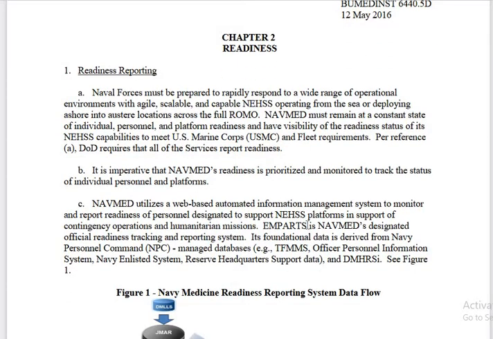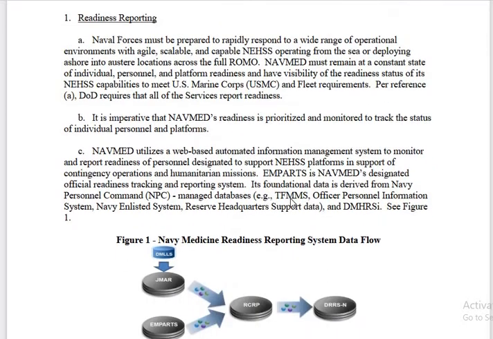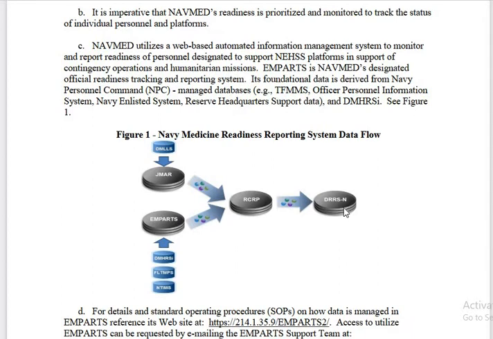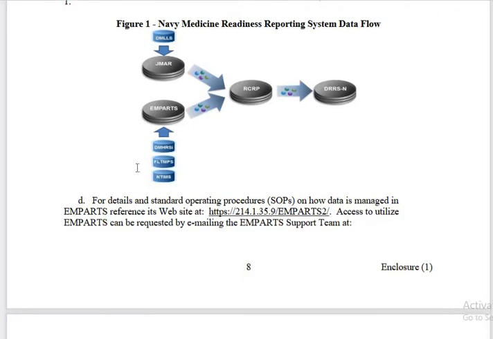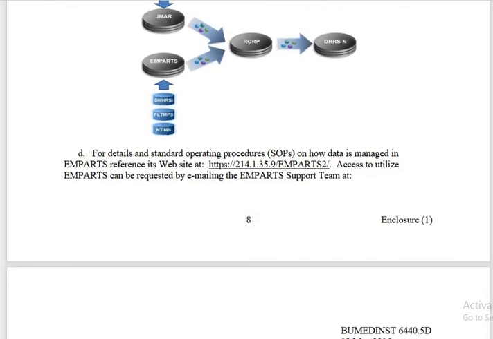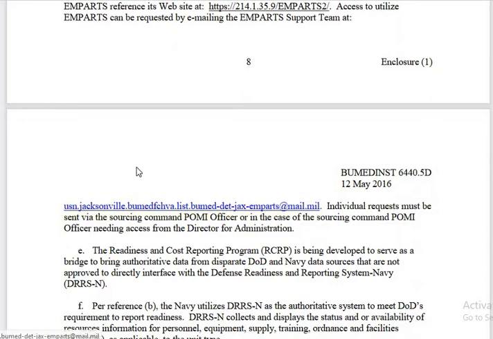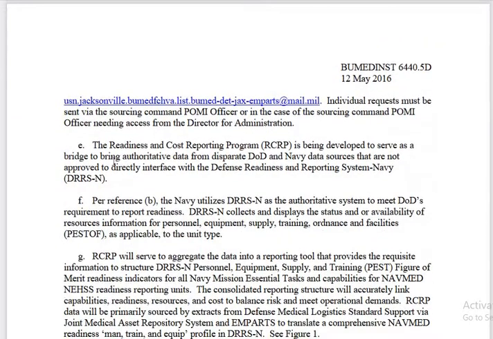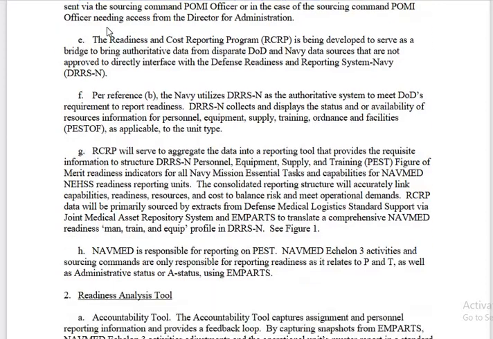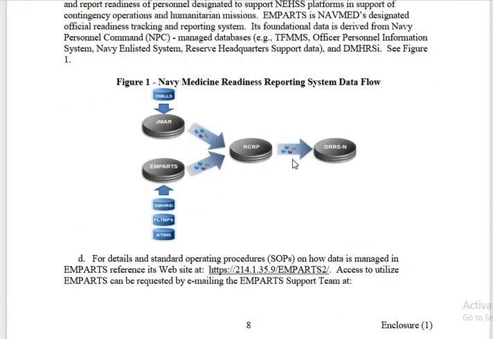It defines MParts, which is NAVMED's designated official readiness tracking reporting system. It has the data that comes from Dimmer's Eye, and there's a little flow sheet right here. MParts gets your fleet temps, Dimmer's Eye, and NTIMS data. That goes into RCRP, which gets defined a little bit later in the chapter. That goes into DIRS M, and then JMAR DIMLs up here. It talks about SOPs for MParts with this website link. The MPart support team is out in Jacksonville. So again, this is kind of just the flow sheet.